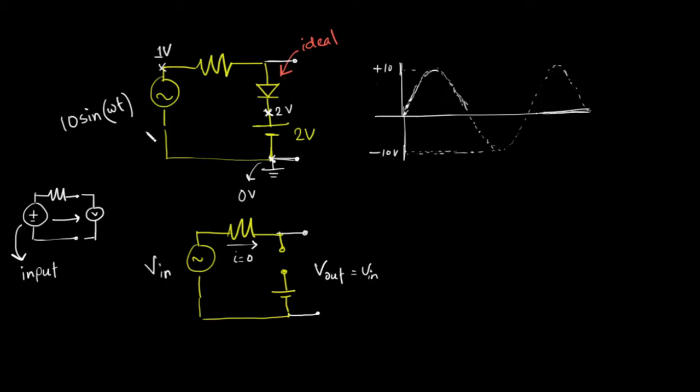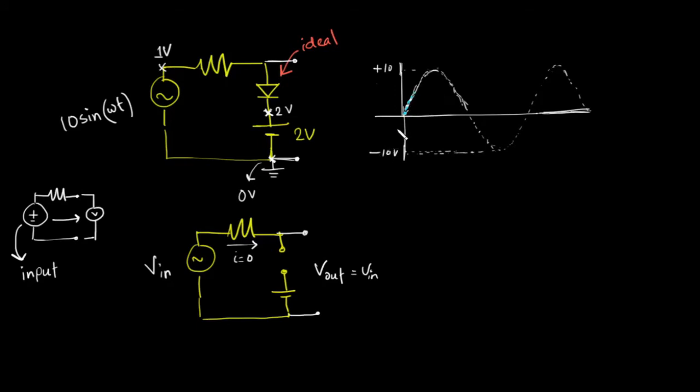So whatever I put in the input, I will see at the output, as long as the open circuit condition persists. And when will the open circuit condition persist? If this diode is off. So as long as the diode is off, whatever I put in the input, I will see the same voltage at the output. So my output is rising with the input. As I said, the input is rising and the output is rising with it.